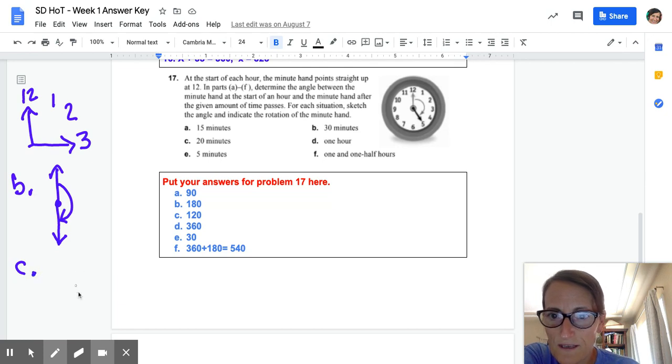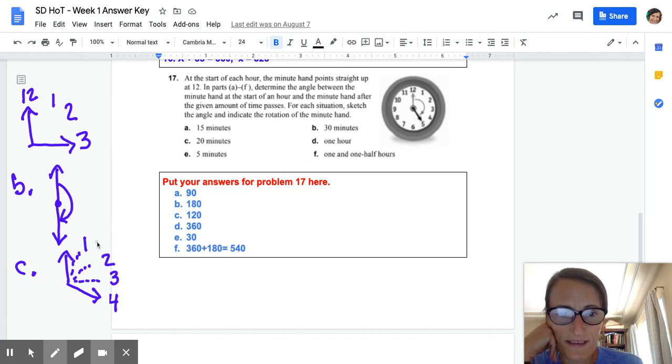For C, you're doing 20 minutes. This one is a little bit trickier. So it's going to point down here to like the 4. Imagine here's 3, 2, and 1. So one way I like to think of the clock is that, let's go back to the 15 minutes here. 15 minutes was 90 degrees.